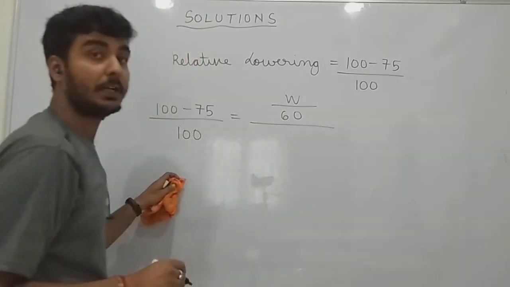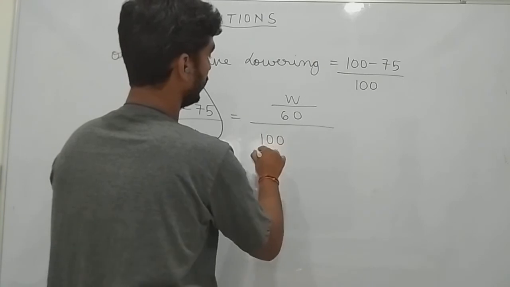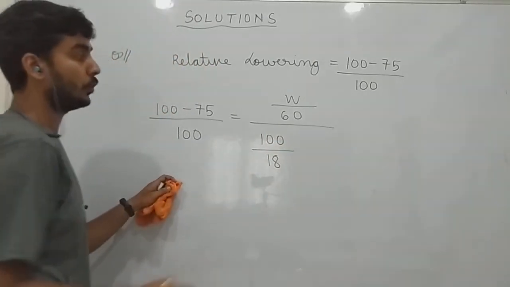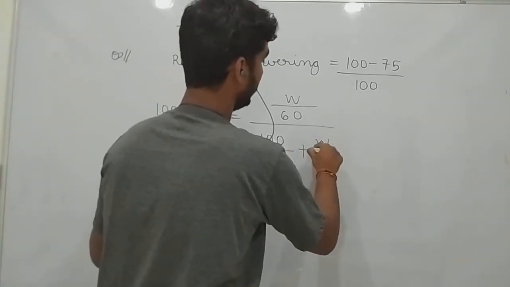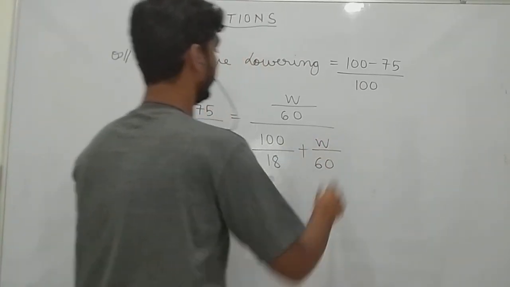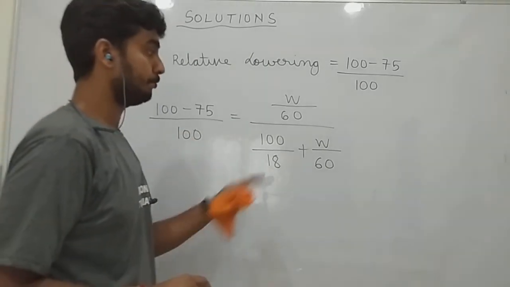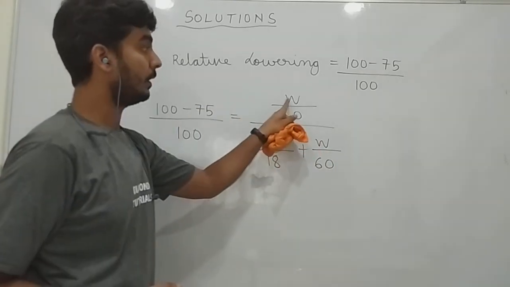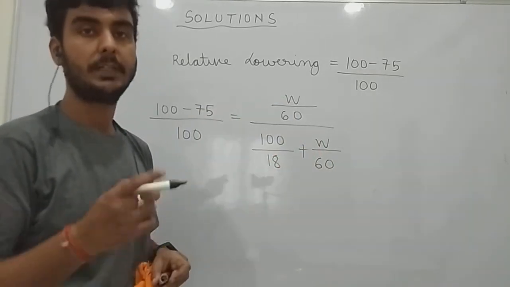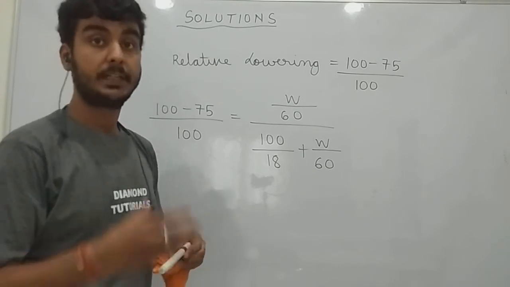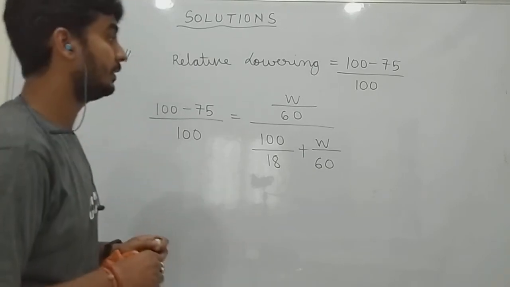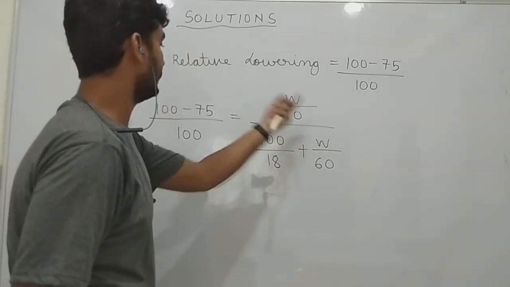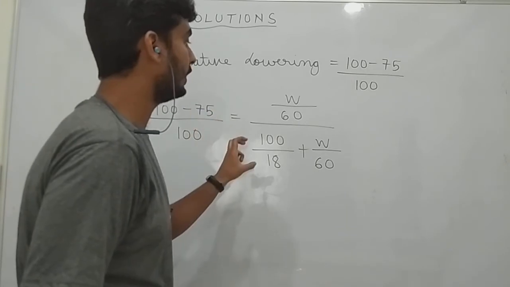The number of moles of water is given in the question: 100 gram of water, with molecular mass 18. So that is the number of moles of water, plus the number of moles of urea, which will again be W divided by 60. Solving this equation will give you the amount of urea which should be dissolved in 100 gram of water to reduce its vapor pressure by 25%. But it will be a bigger calculation.